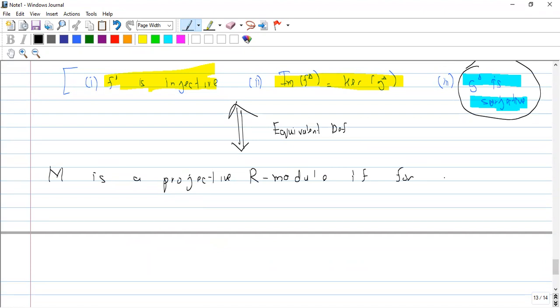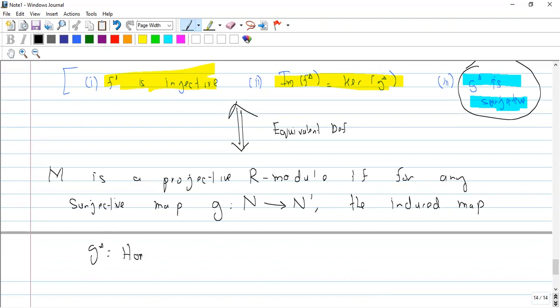So if for any surjective map g from N to N double dash, the induced map g star from Hom(M, N) to Hom(M, N double dash) is also a surjective map.